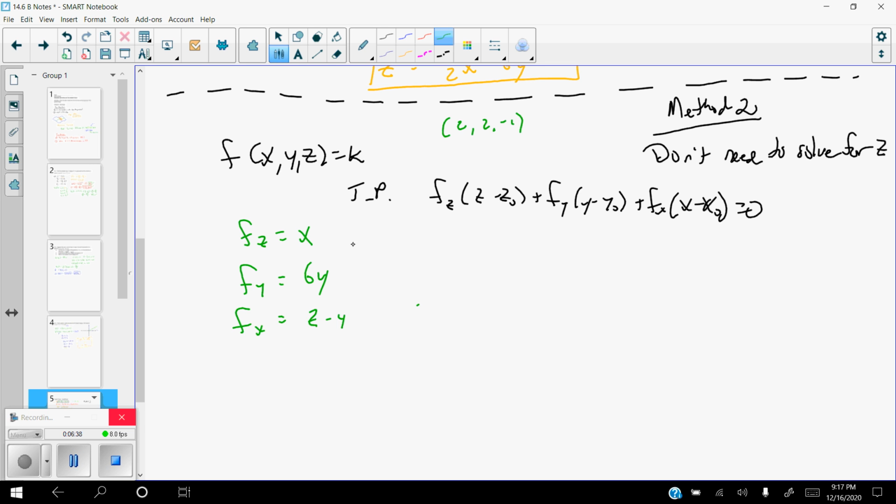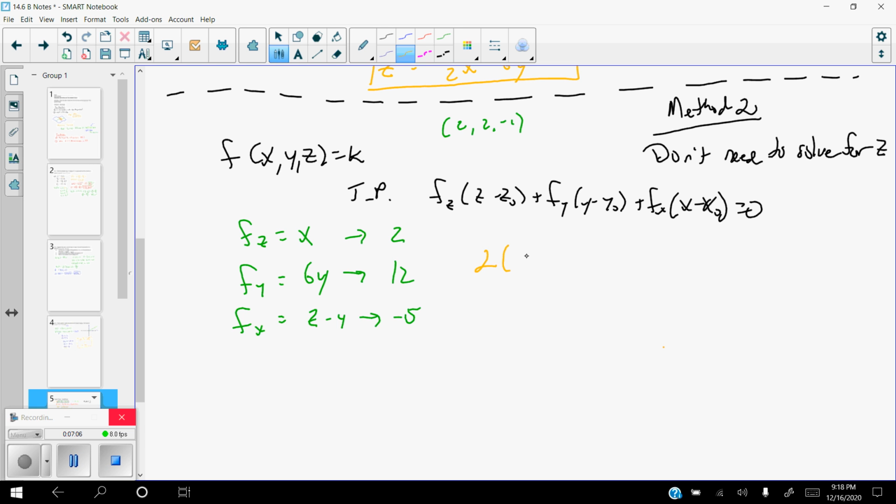So Fz evaluated at 2, 2, negative 1 is 2, plugging in the 2 value for x. Fy, plugging in the y value, is 12. And then Fx, plugging in the z value, is negative 1 minus 4, which is negative 5. All right, so let's plug this stuff into our equation.